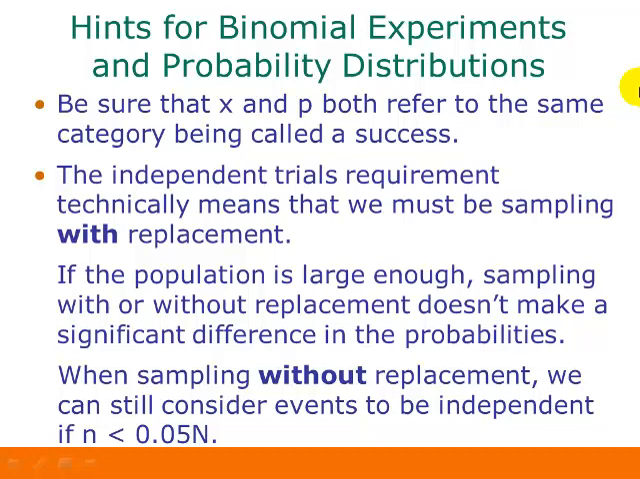So when we're sampling without replacement, we still consider our trials to be independent if our number of trials, the lowercase n, is less than 5% of our population size. Capital N is our population size. So if we have an experiment where we know we're sampling without replacement, then we have to test and see whether our number of trials is less than 0.05 times our population size. If it is, then we can still consider it as a binomial experiment because we still consider each trial to be independent.